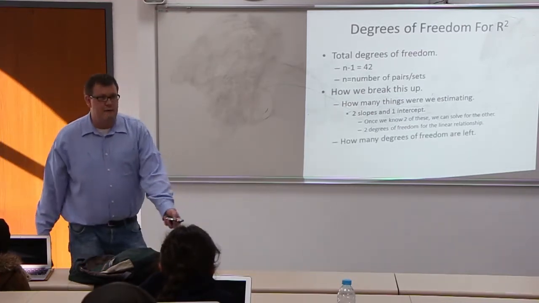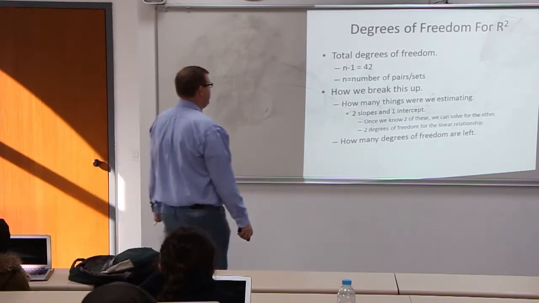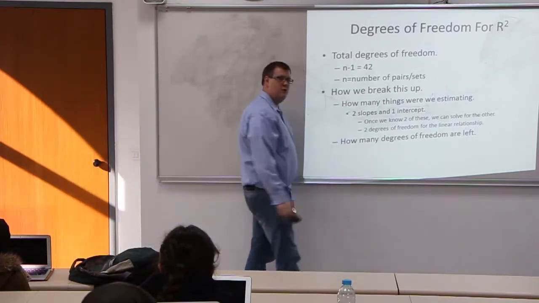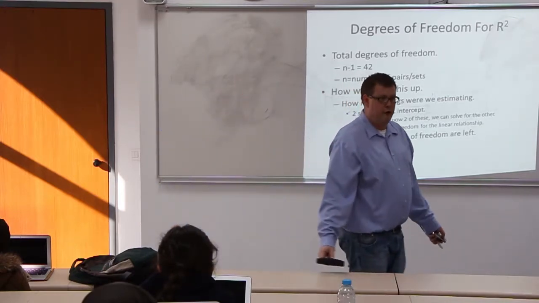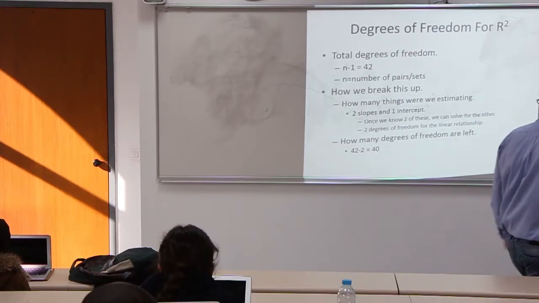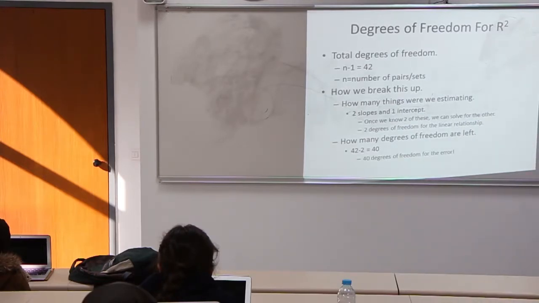How many degrees of freedom are left? Well, we started with 42. We used up 2 for the linear relationship. So now we have 40 left over, right? So 42 minus 2 is 40. 40 degrees of freedom for the error, yes?